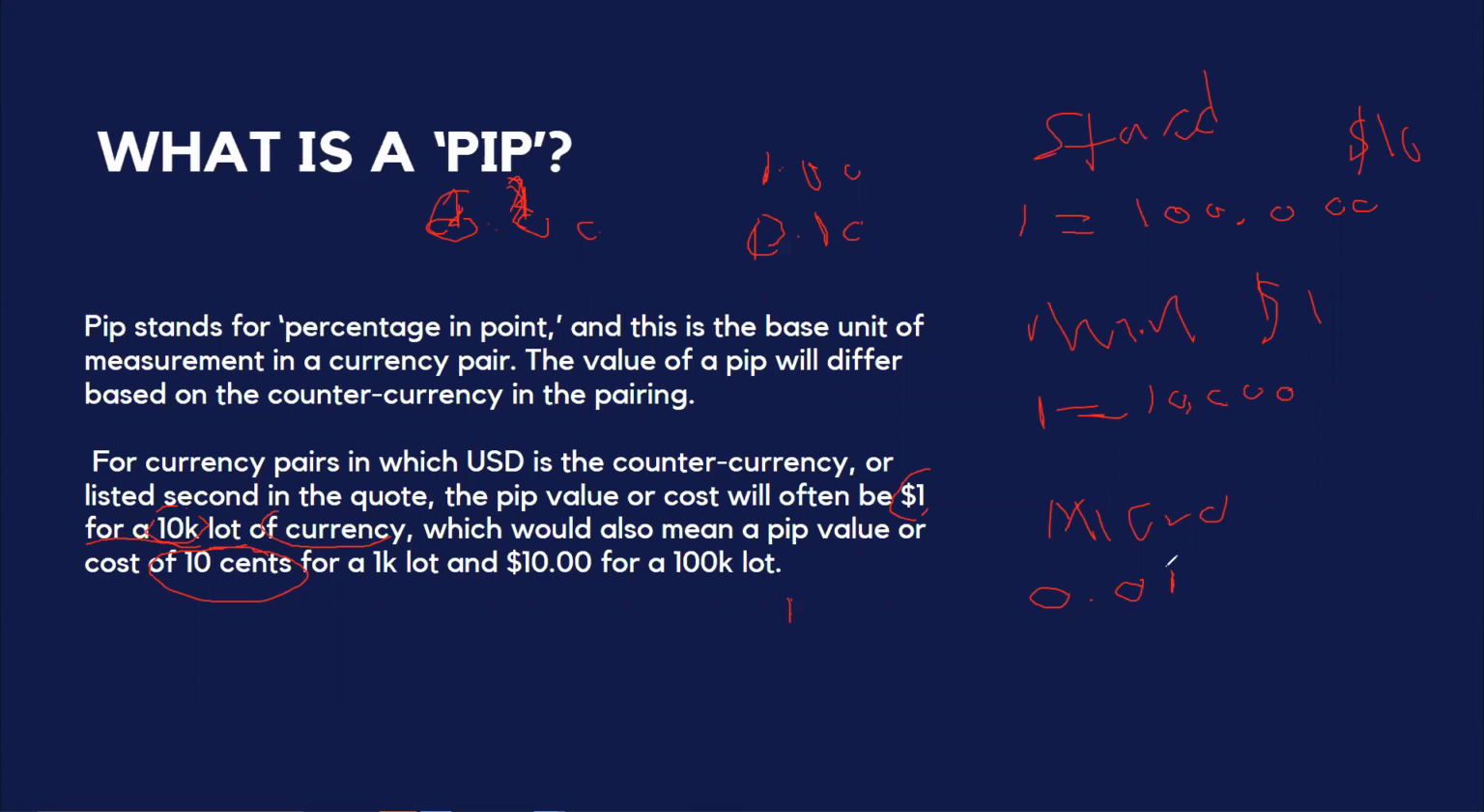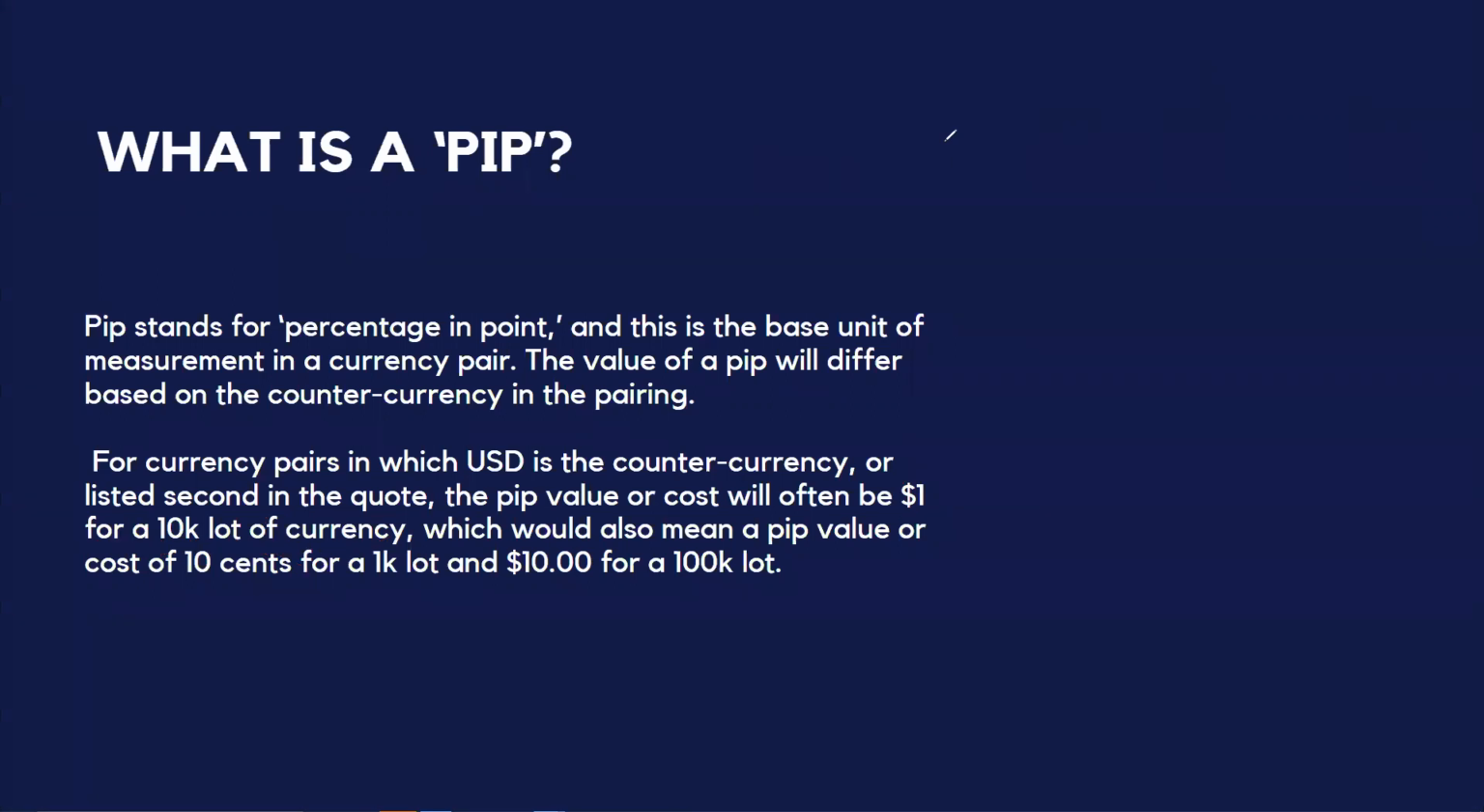So to convert this into units of currency, this 0.01 micro lot is equal to 1,000 units of currency, and in money it is equal to 10 cents. That's what it means. Hopefully you're following what I'm trying to explain.